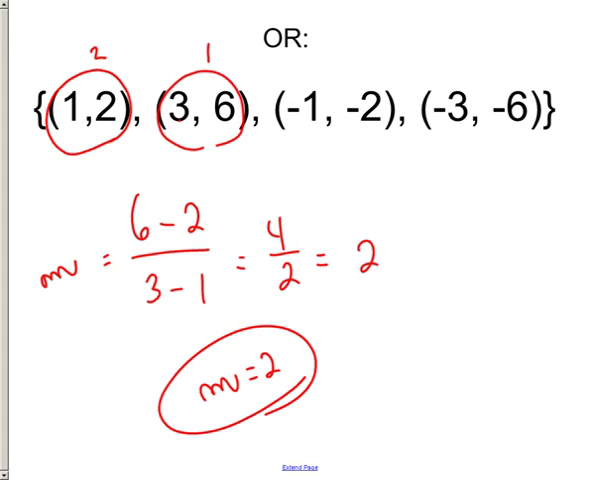So please, please, please just pay attention to how you plug them into your formula of y minus y and x minus x. Whichever point that you start to plug in your y value, make sure you go back to this point to plug in the x values to start it.